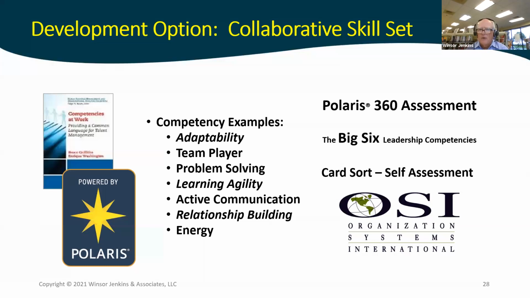6. Another nifty tool that we use is called the card sort, and it's a way to give people a chance to get a sense of their strengths and weaknesses as far as the competencies in their competency bank, without going through something more formalized like 360. So these are the tools that we have available, again, that focus on the skill set side of the development.